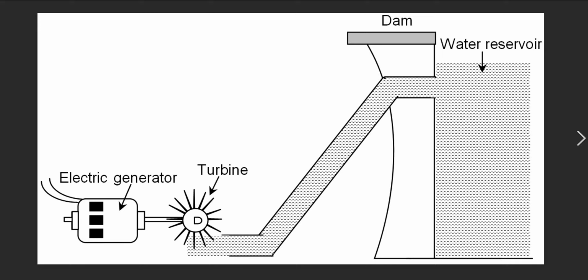Hydroelectricity. See, they construct a dam like this and they allow the water to flow like this. They will have a water turbine here which rotates and that produces electricity. So we'll get started with the chapter now.